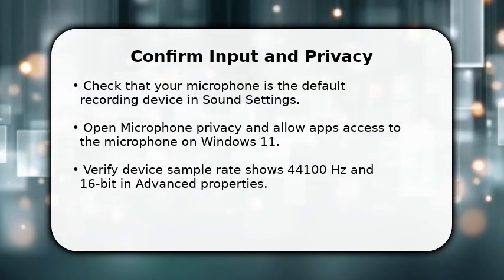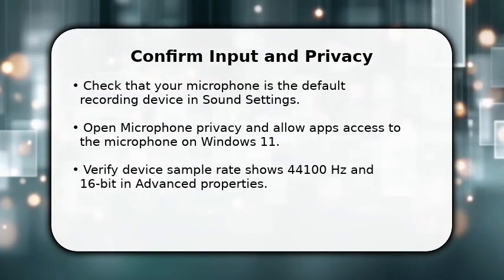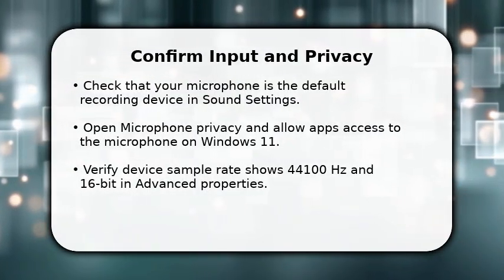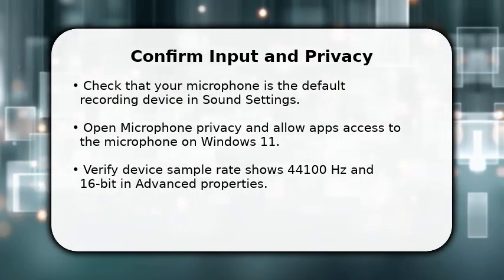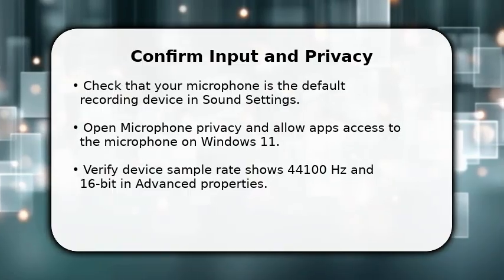Start by confirming the physical connection and default input device in Windows. Open Settings and go to System, then Sound. Confirm your microphone is listed under Input and set as default device.